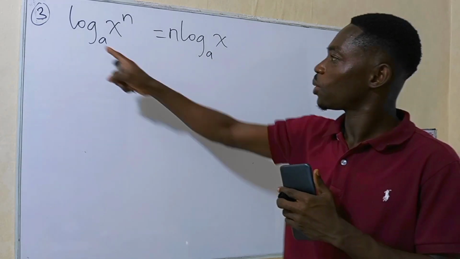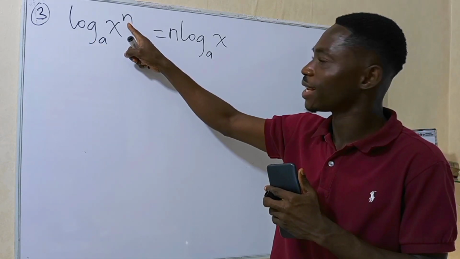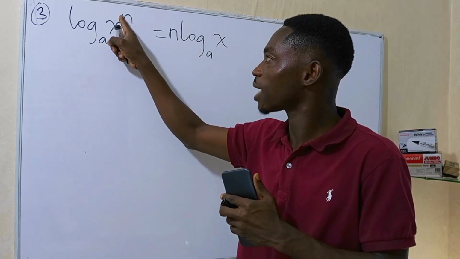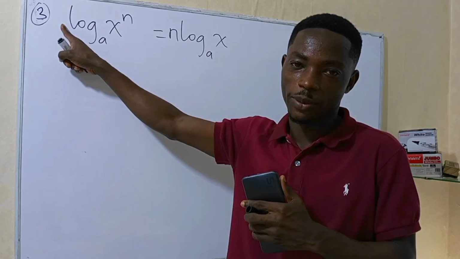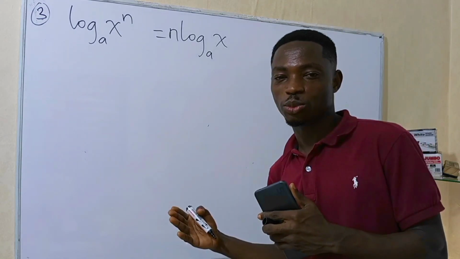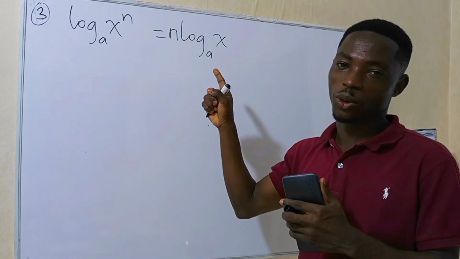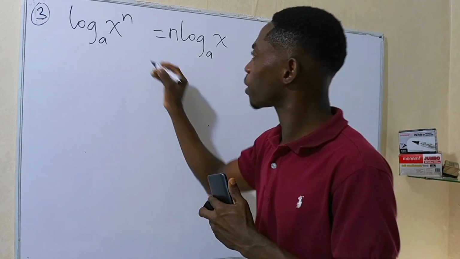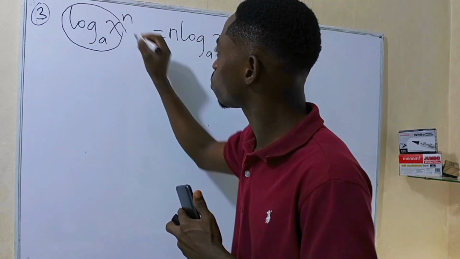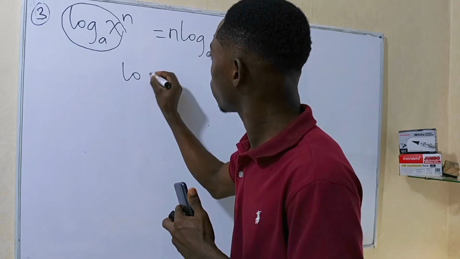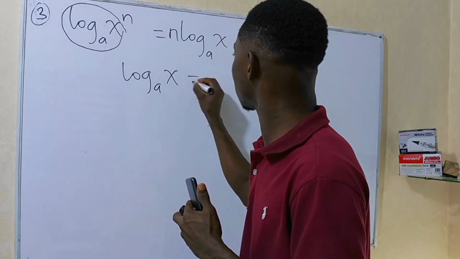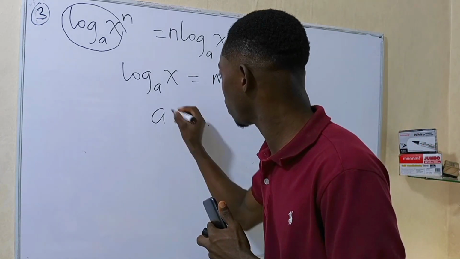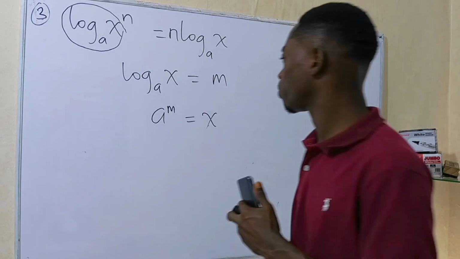Let's check it out. Log base a of x to the power n is the same as n log base a x. That is, you can simply move this exponent or the power to the front right here. Why is this possible? When we were trying to prove law 1 and 2, we were using this law a lot. Let's figure out why this is so. First things first, I'm going to set the whole of this to m. So we will have log base a of x is equal to m. And from the definition of log, we can rewrite this as a to the power m is equal to x.